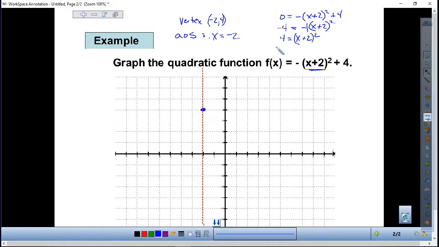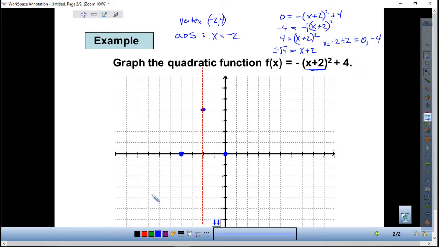Take the square root of both sides, so I've got plus or minus the square root of 4. The square root of (x plus 2) quantity squared is going to be x plus 2. I'm going to move that over and subtract it, so I'm going to have x equals negative 2 plus or minus the square root of 4, which is 2. So that's going to give me negative 2 plus 2, which gives me 0, and negative 2 minus 2, which gives me negative 4. So those are my x-intercepts. So I'm going to have an x-intercept right there at x equals 0, and an x-intercept right there at x equals negative 4.